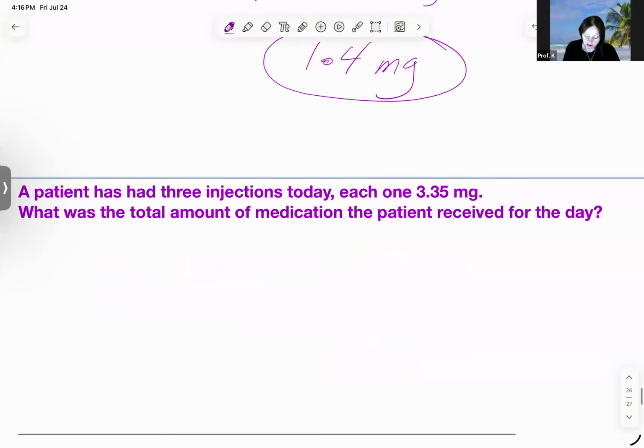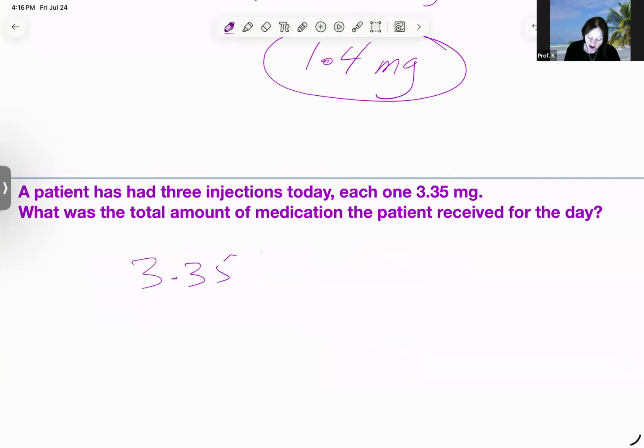Nothing kooky. So this one, 3.35 times 3, your answer will be 10.05 milligrams. And then you need to go 10.05. What's my final answer?